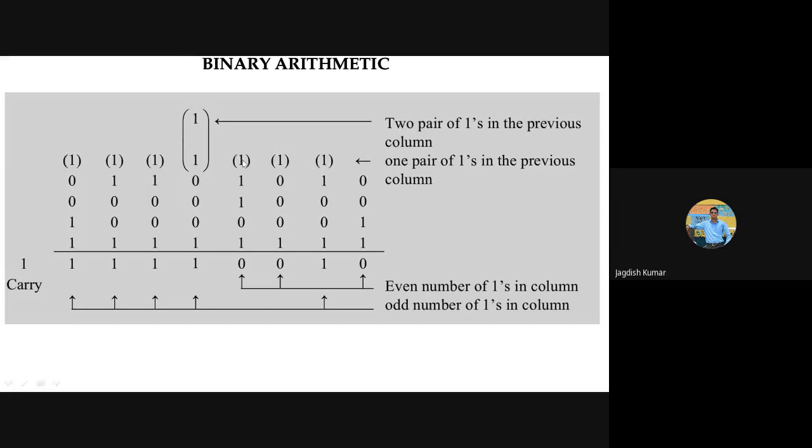Now here if you see, you have 1, 2, 3, 4, four ones, so the output will be 0, and for each pair of ones there will be one carry. So one carry for this pair, one carry for the other pair. Fine. That is how you can continue if you have to add more than two binary numbers, and then you can verify if the answer is correct by converting it to the corresponding decimal form.